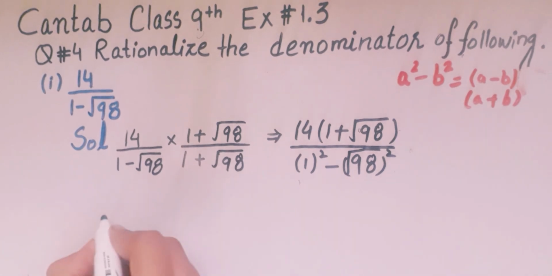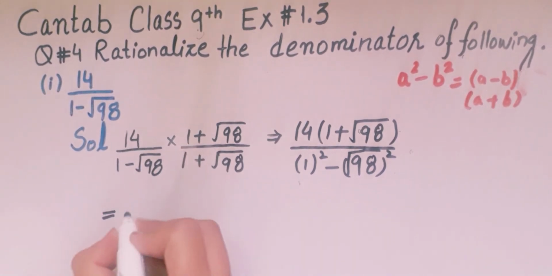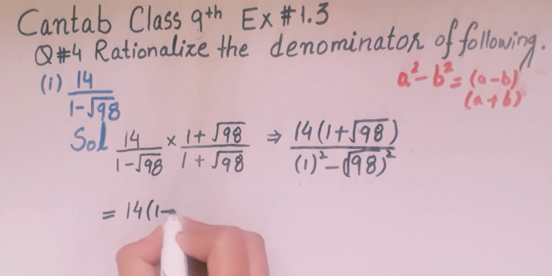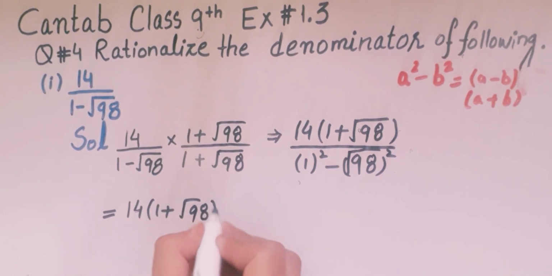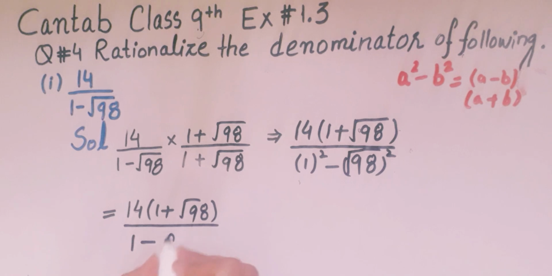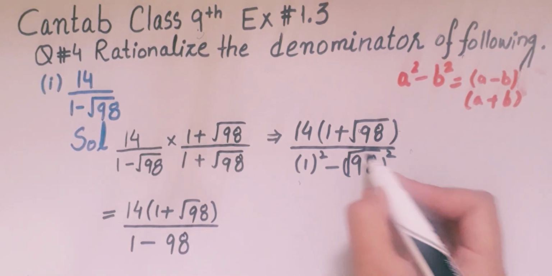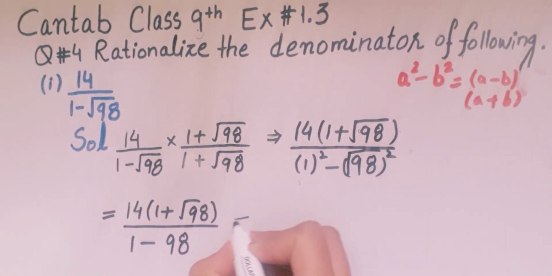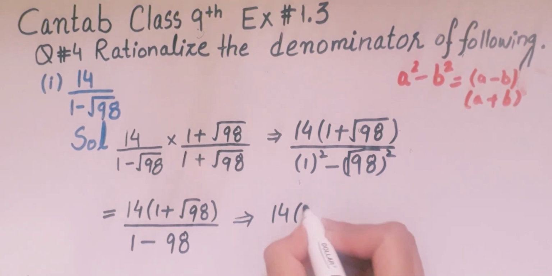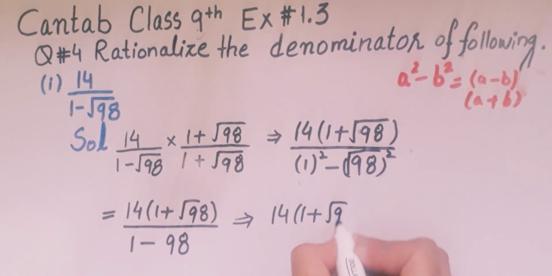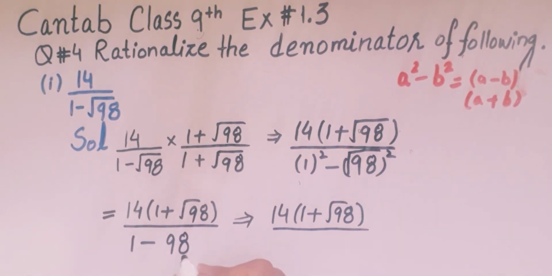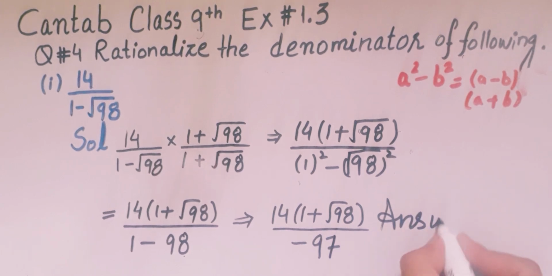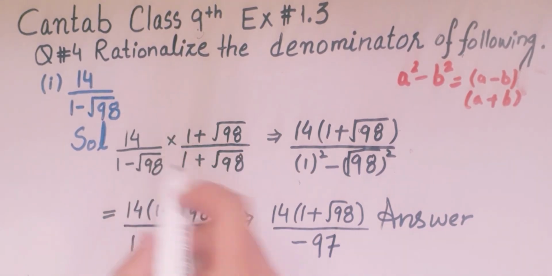Which is equal to 14 into 1 plus square root of 98 by 1 minus 98. This square will be cancelled by this square root. So 14 into 1 plus square root of 98 by 98 minus 1, which is equal to minus 97. So this is the answer of the first part of this question. I hope you understand easily that how can we rationalize.